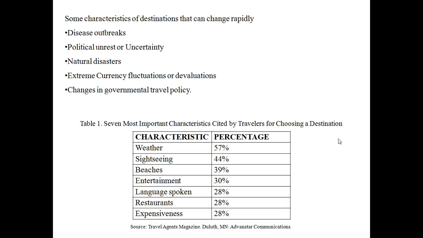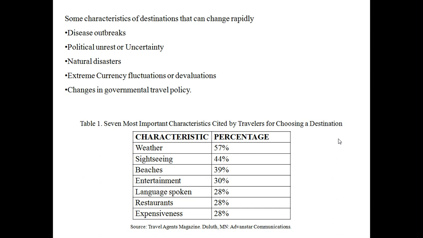Now, certain other characteristics which change rapidly on a destination. The first one is disease outbreak. So with disease outbreak, we have this COVID-19 where people are not traveling anywhere and the industry is down, so this particular example we can take as disease outbreak. The next one is political unrest or uncertainty. Maybe a strike by the political parties or certain calamities which are caused by political reasons. Next one is natural disasters. Natural disasters can be anything, for example, earthquakes, tsunamis, and so on.